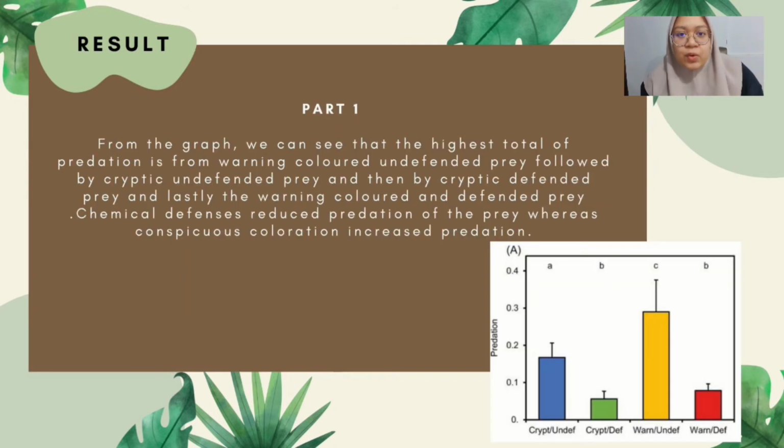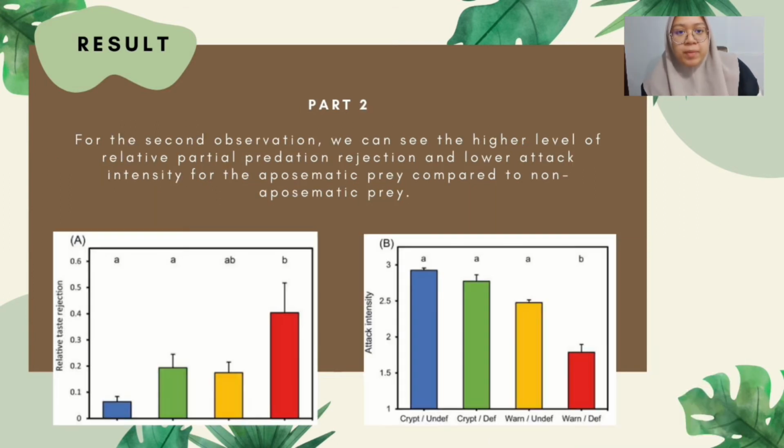For the summary of the result, there are two parts. The first one, we can see from the graph that the highest total of predation is from warning colored undefended prey, followed by cryptic undefended prey, then cryptic defended prey, and lastly the warning colored and defended prey. This can summarize that chemical defenses reduce predation of the prey, whereas conspicuous coloration increases predation. From the second part, we can see a higher level of relative partial predation rejection and lower attack intensity for the aposematic prey compared to non-aposematic prey from graph A and B.